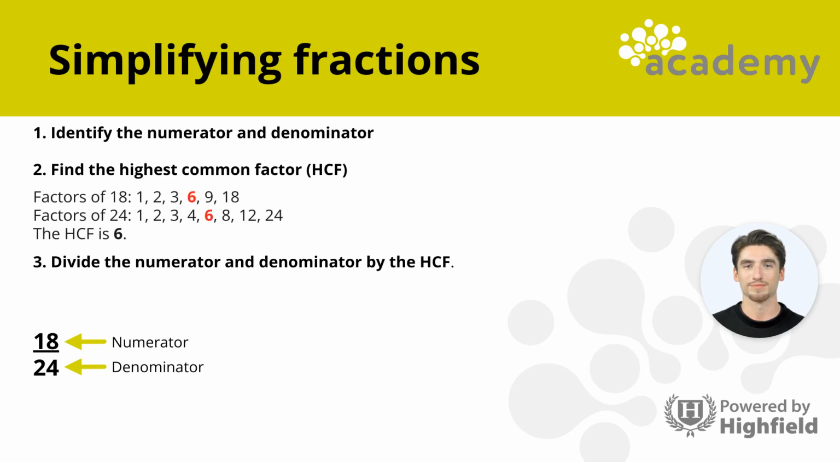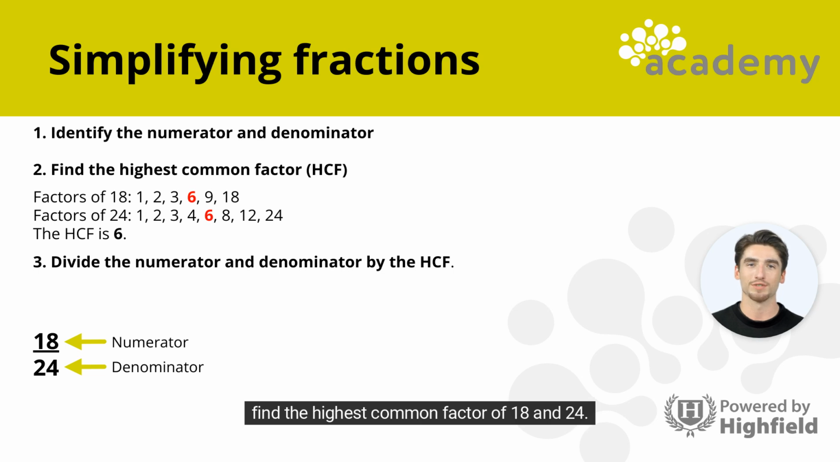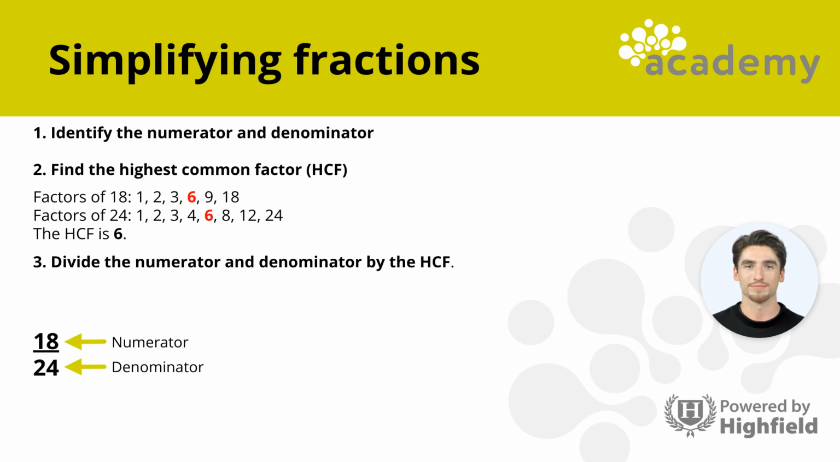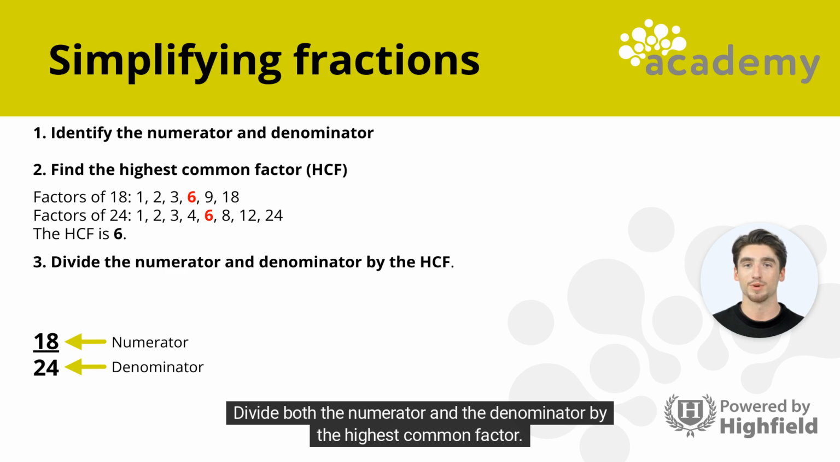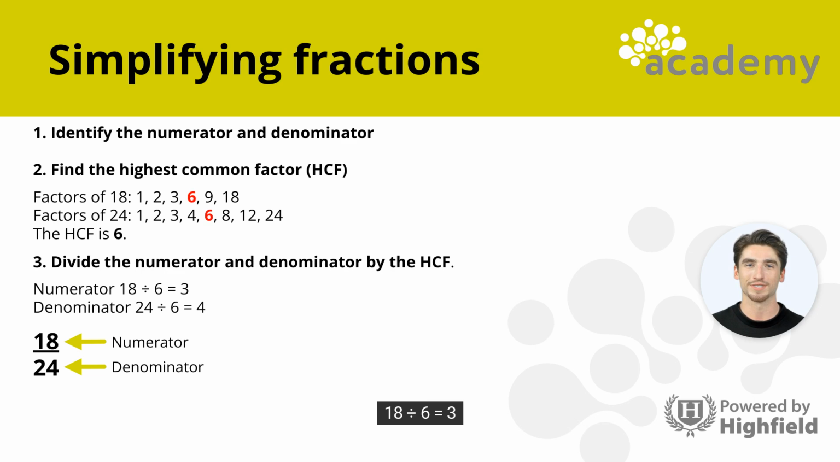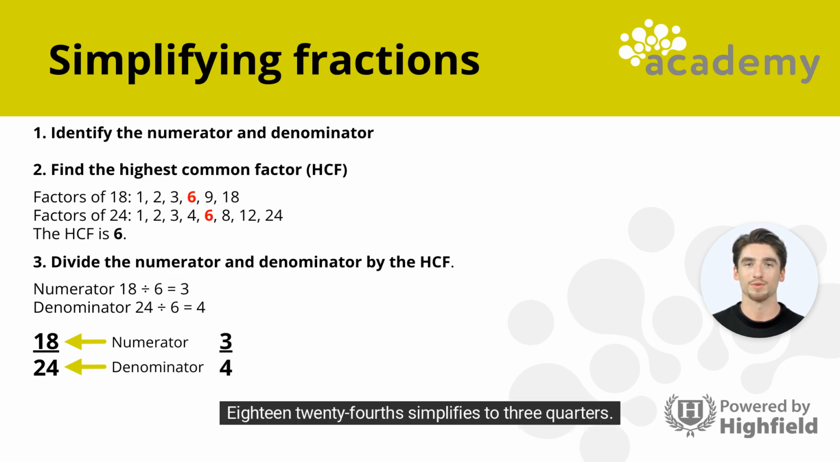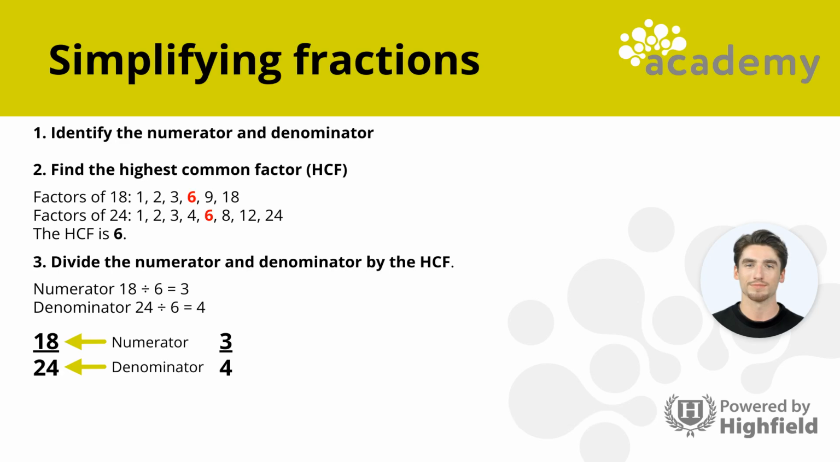Step 2. Find the highest common factor of 18 and 24. The highest common factor is 6. Step 3. Divide both the numerator and the denominator by the highest common factor. 18 divided by 6 equals 3. 24 divided by 6 equals 4. 18/24 simplifies to 3/4.